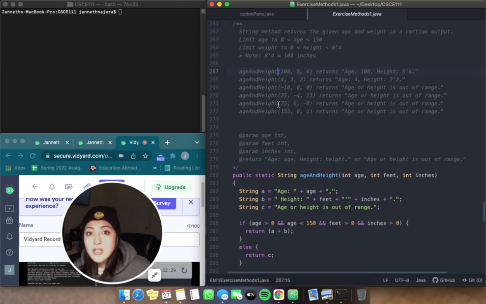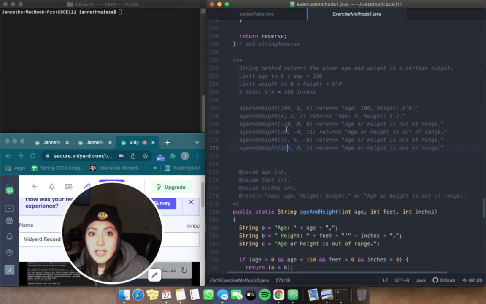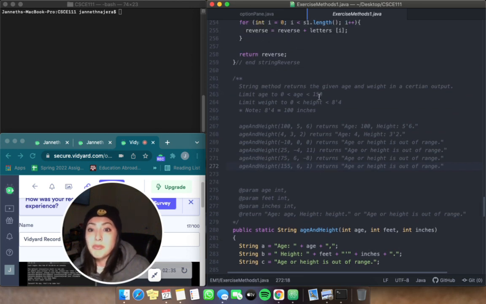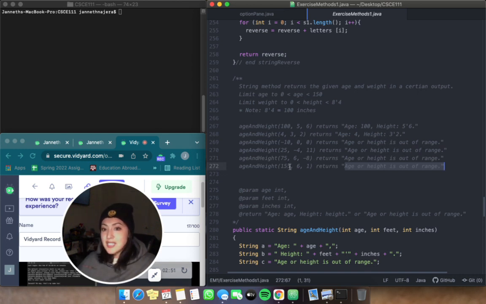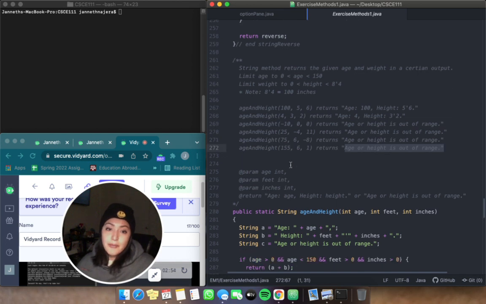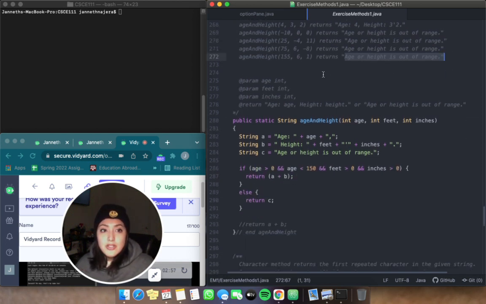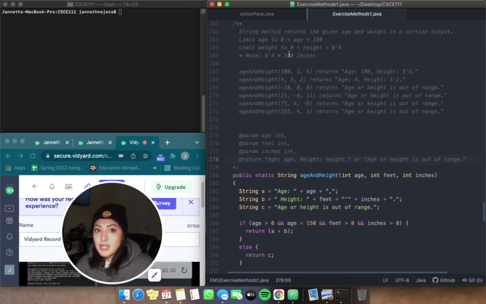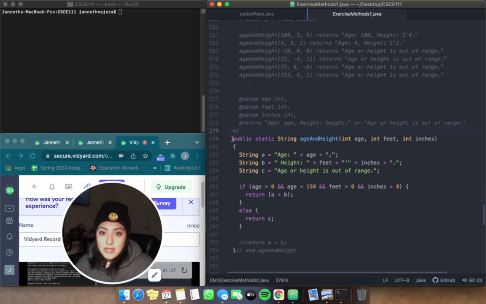So let's take a look at the one that says age or height is out of range. So here, since the first number is our age, and we said you cannot be older than 150, they put the age is 155. So therefore, it needs to return age or height is out of range. Age or height is out of range, okay? Because it doesn't fit within our parameters, okay? So those are the instructions, right? And if it doesn't fit within these parameters, it needs to say age or height is out of range, okay?